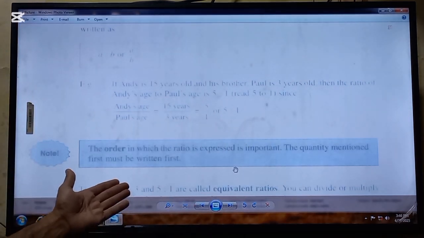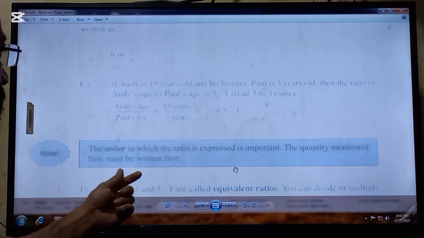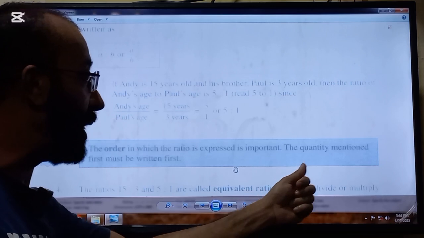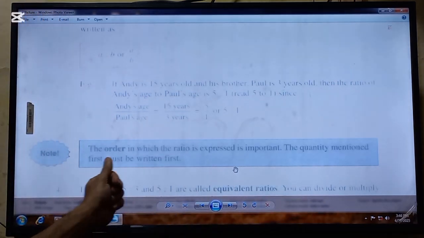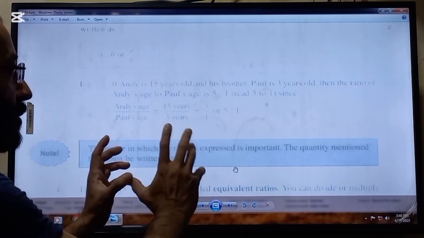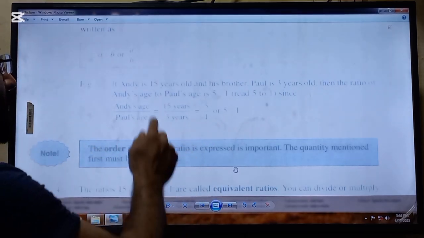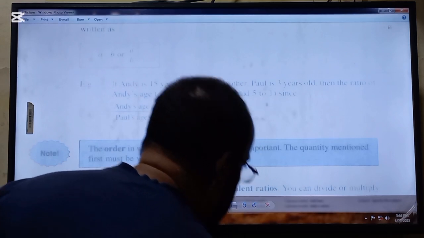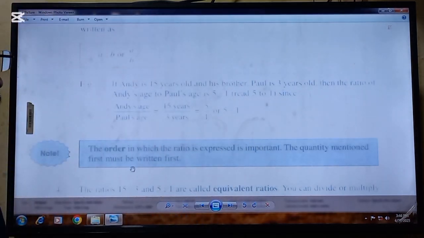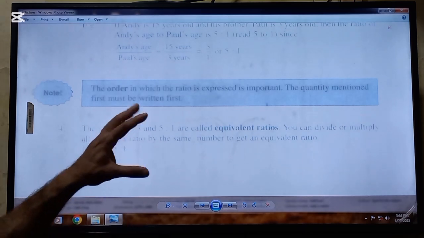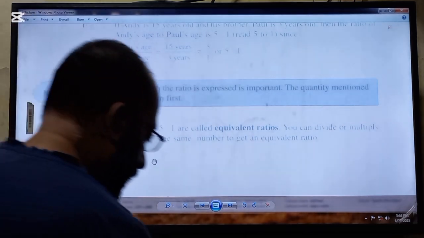The point to remember is the order in which the ratio is expressed is important. The quantity mentioned first must be written first. So in the question, you have to notice that both quantities are given in the same unit. So first we have to notice whether the units are the same or not. If not, then convert the units into the same unit.